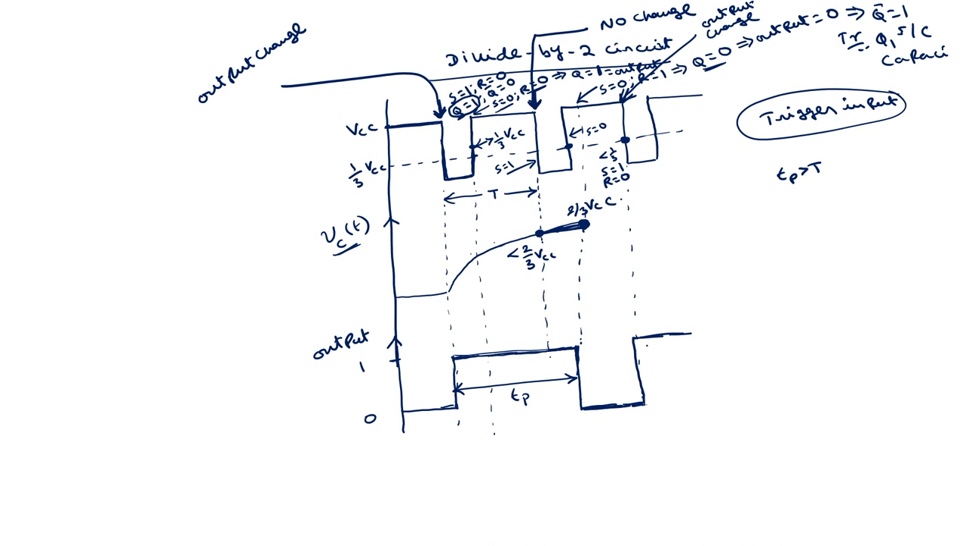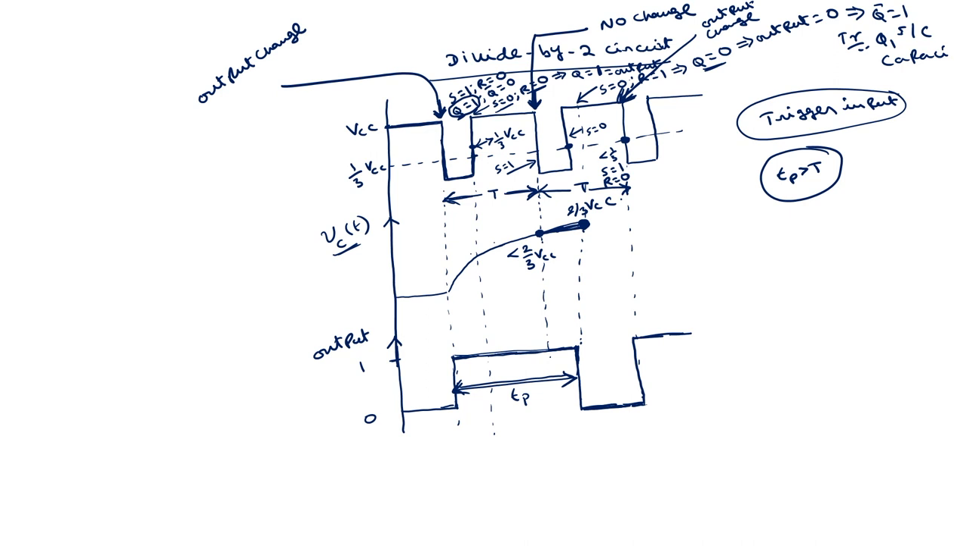But the condition here is we are choosing this TP slightly more than this T. This is the TP period and this is T. TP is slightly greater than T. But here this TP should be less than twice T. This is another T. If it is greater than twice T, then this third negative going pulse also will not be recognized and there will be no change at the third negative going pulse also.